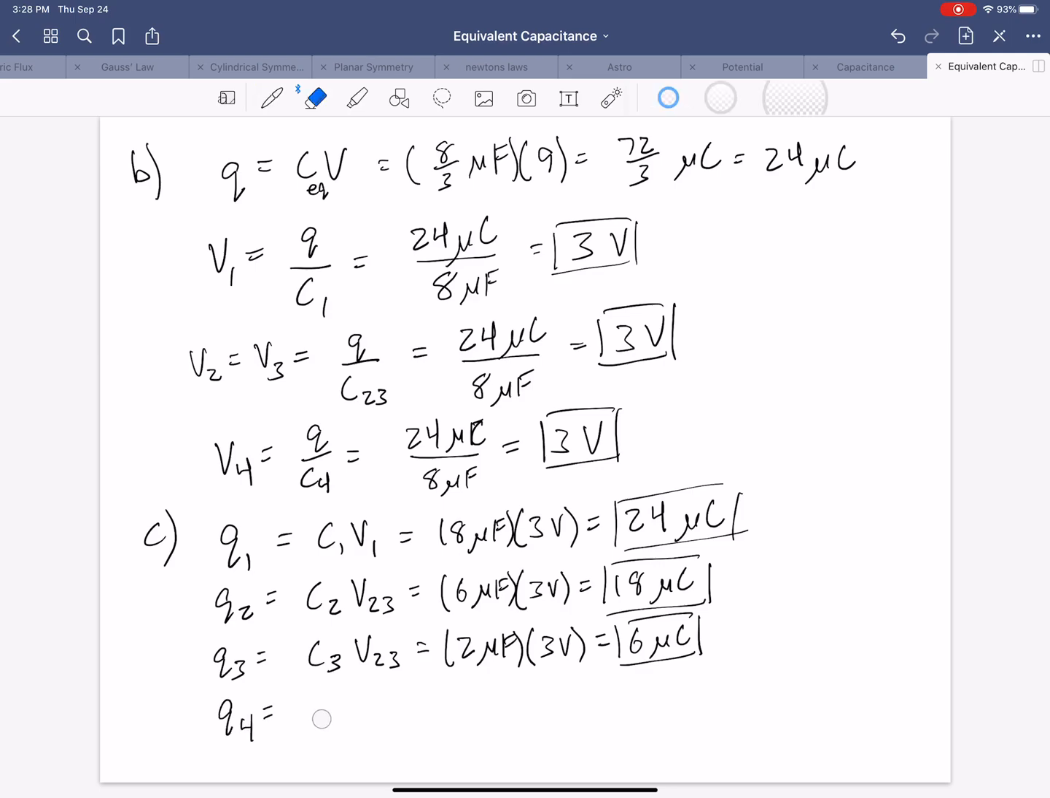And then finally Q4, that was 8 times the voltage, which was 3, and 24 microcoulombs. All right, so that's how you find the equivalent capacitance, the electric potential, and the charge for capacitors in series and in parallel. Thanks for watching.